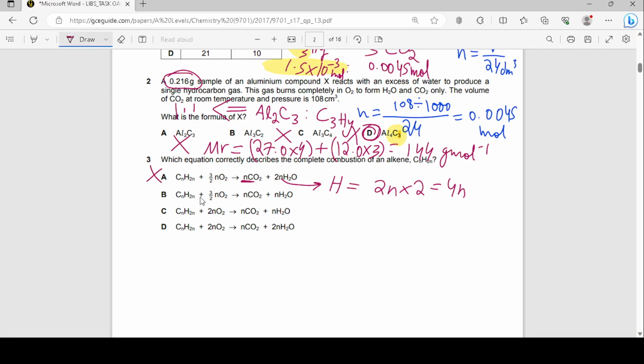Now if you look at B, you have CnH2n plus. Cn and Cn, so that is balanced. Now H2n, and over here you have H equals 2 times n, which is 2n. So H is balanced as well. Now let's look at the oxygens. Here we have 3/2 nO2. So on the reactant side, oxygen equals 3/2 n times 2, which is basically 3n.